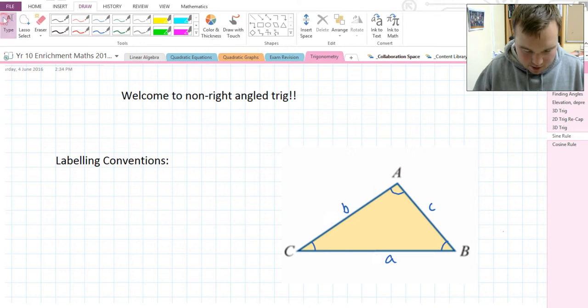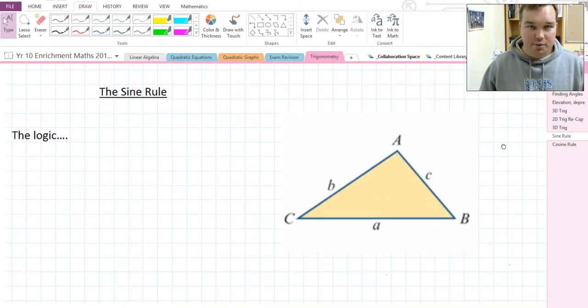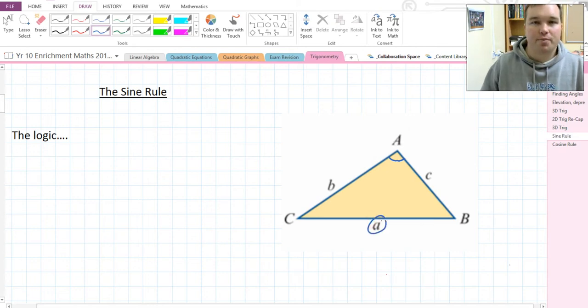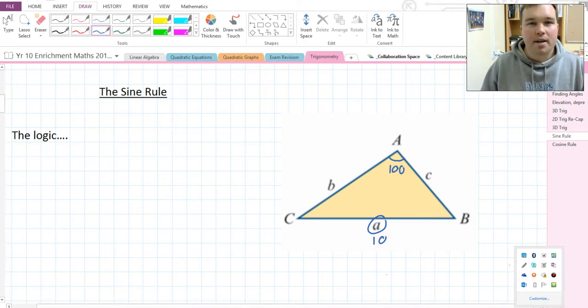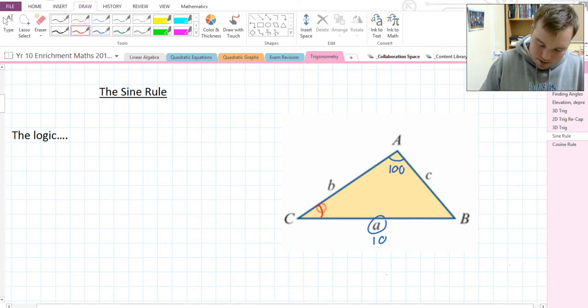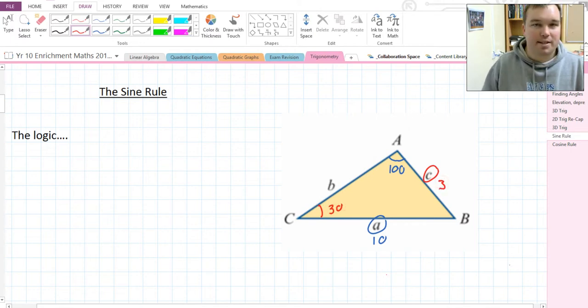Right, moving on. First rule, and there are three we're going to learn: sine, cosine, and then the area rule. Today's is the sine rule, and the sine rule is the easiest and most versatile. My favourite, really. So, the logic behind the sine rule is quite easy. You might notice that in any triangle, the largest side is always opposite the largest angle. So let's pretend that is 100 degrees, and this is 10 centimetres. Then the narrowest side will always be opposite the narrowest angle. So say, for example, that could be 30, and you may reasonably expect this to be 10.